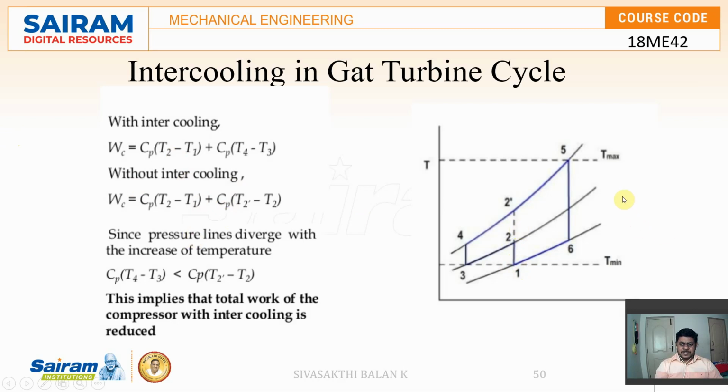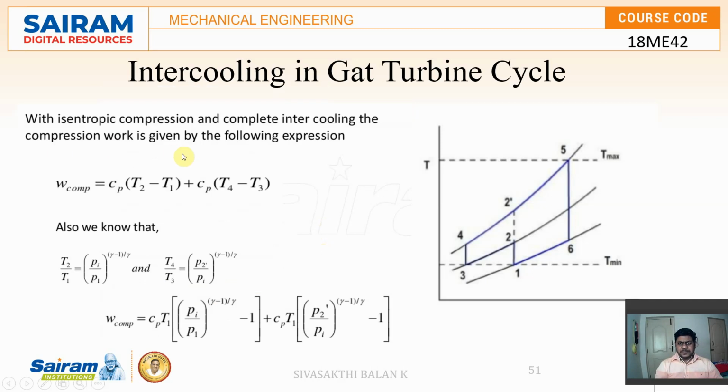And from this diagram, we can easily identify that the pressure lines diverge with increasing temperature, and while decreasing, they converge. So it is obvious that 3-4 is smaller than 2-2 dash, so that Cp(T4 - T3) is less than Cp(T2' - T2). This implies the total work of the compressor with intercooling is reduced.